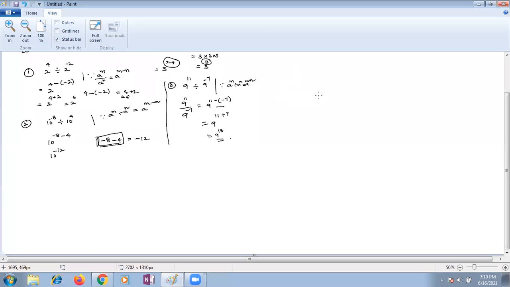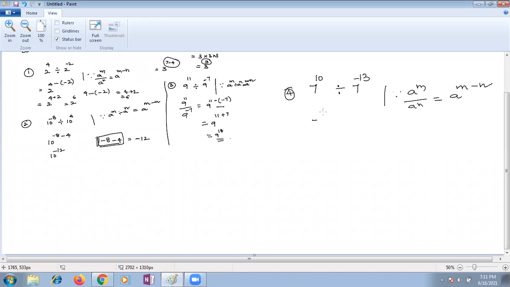Yes, ma'am. Here 7 to the power 10 divided by 7 to the power minus 13. The formula is a to the power of m divided by a to the power of n. No, not two powers, only a raised to m minus n. That's all: a to the power of m minus n.